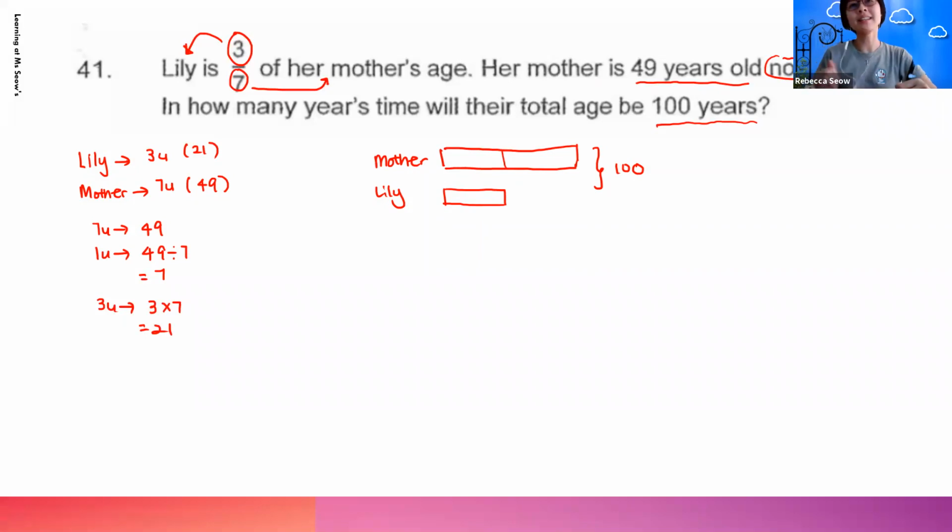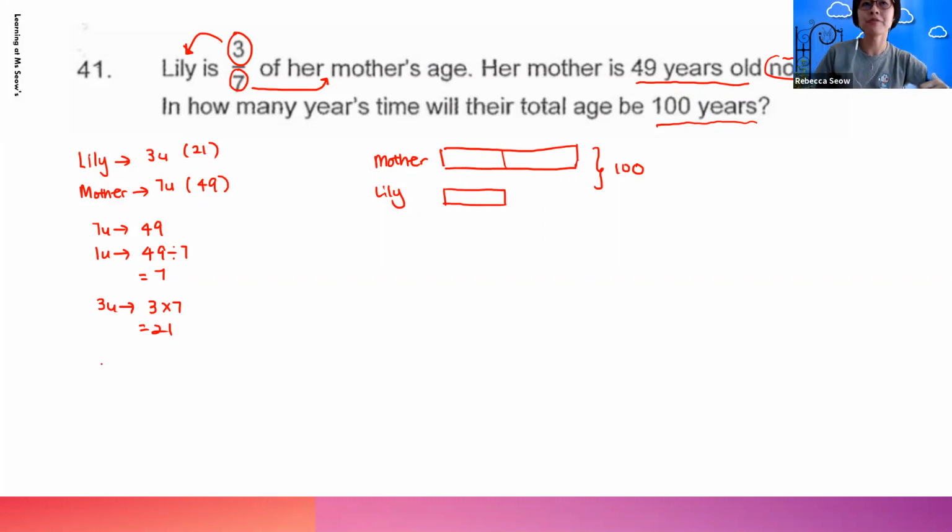So let's say Lily's mother is 49 years old now. 1 year later, she'll be 50. Lily will be 22. Now, what happens to the gap between their ages? It remains the same. If it's 2 years later, Lily's mother will be 51 years old and Lily will be 23 years old, and the difference between their ages will also be the same. So that means that the difference between Lily and her mother's age will always be the same.